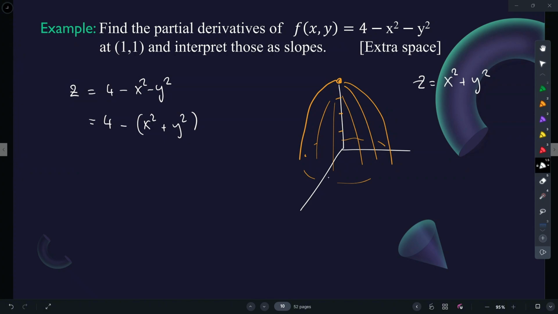So if I go here at 1, 1, go up, well, what's the value? What's the z value at 1, 1? So the z value is 4 minus 1 squared minus 1 squared. That's 4 minus 2 is 2. So this point here, on the paraboloid, that point is the point 1, 1, 2.